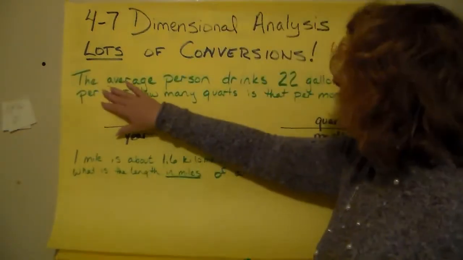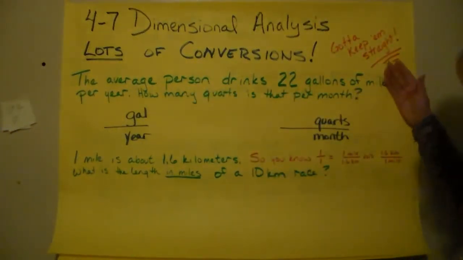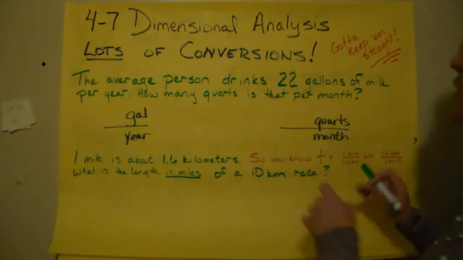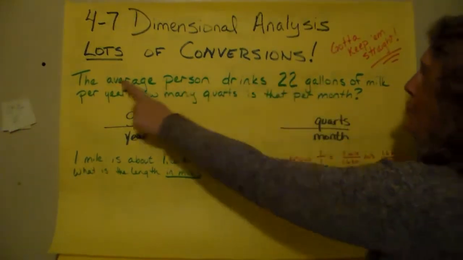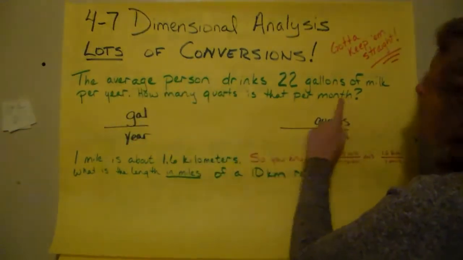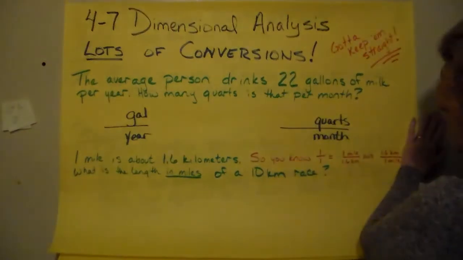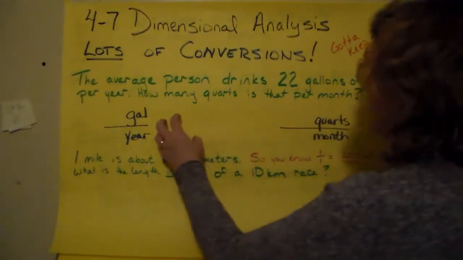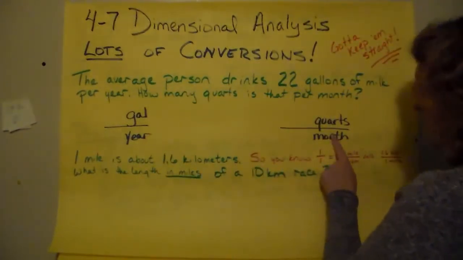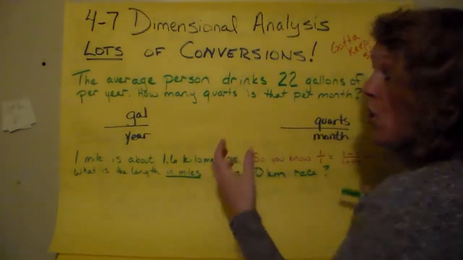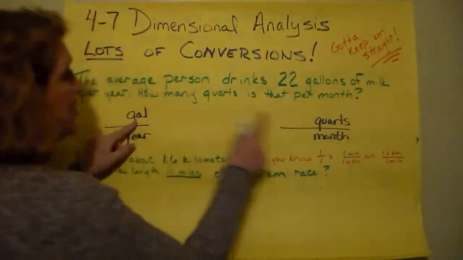Okay? The average person drinks 22 gallons of milk per year. How many quarts is that per month? So, we're changing 2 things, because we had gallons per year, and now we want quarts per month. So what I do is I say gallons per year on one side and quarts per month on the other side. And I've got to have 2 things to change, gallons to quarts and year to month. So I need 2 things to change. Which one am I going to pick first? Doesn't matter, okay? Let's change gallons to quarts.